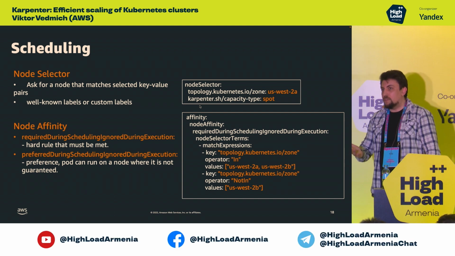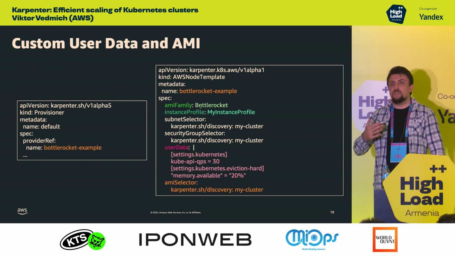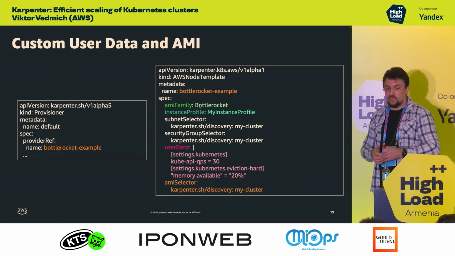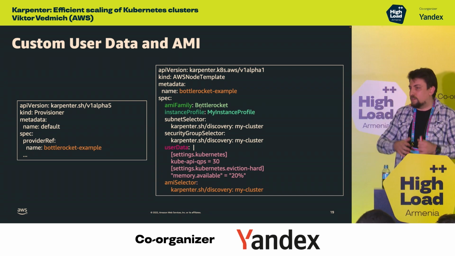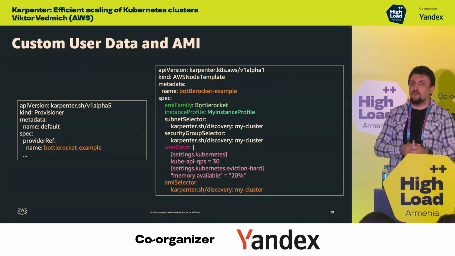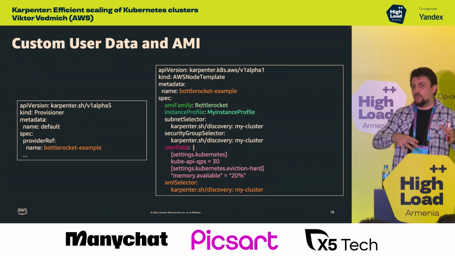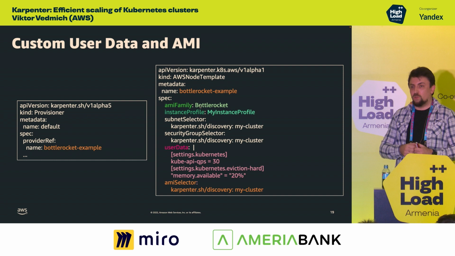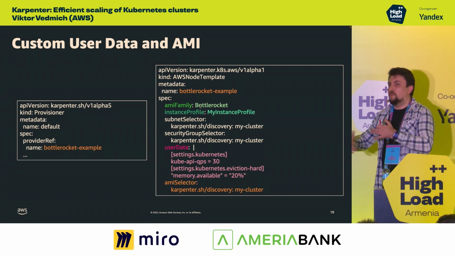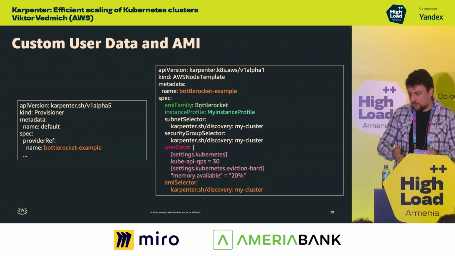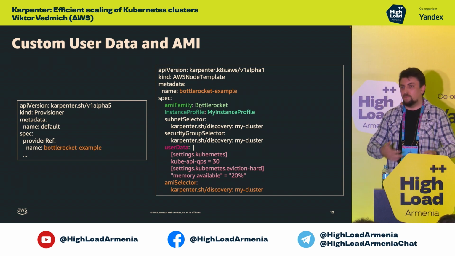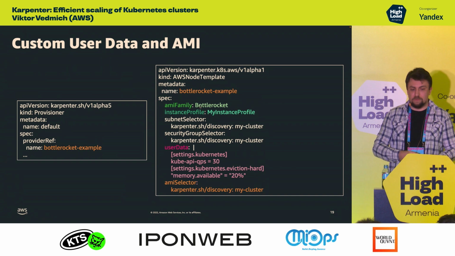Of course, you can create your own custom AMI instances for your EC2 instances. Also, for example, if for some reason you want to define some user data which is needed for your workload, it's possible. You can also say you want to use some AMI family, in my case it's Bottlerocket. Maybe you need to specify some additional configuration and so on.